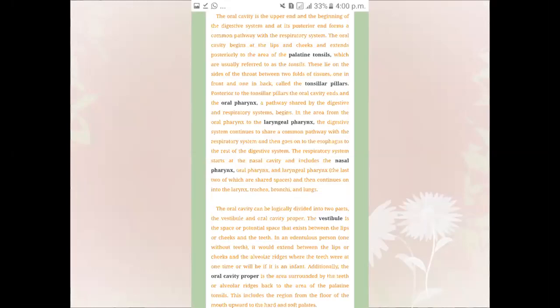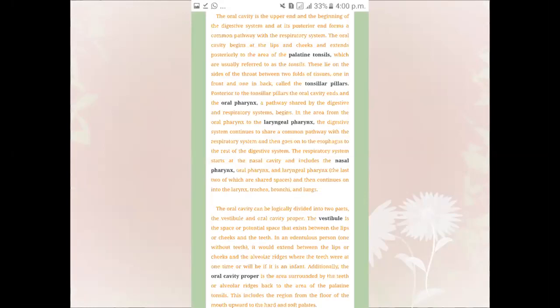Posterior to the tonsillar pillars, the oral cavity ends and the oropharynx begins. A pathway shared by the digestive and respiratory systems begins. In this area, from the oropharynx to the laryngeal pharynx, the digestive system continues to share a common pathway with the respiratory system and then goes on to the esophagus and the rest of the digestive system. The respiratory system starts at the nasal cavity and includes the nasal pharynx, oropharynx, and laryngeal pharynx, and then continues on into the larynx, trachea, bronchi, and lungs through the throat.